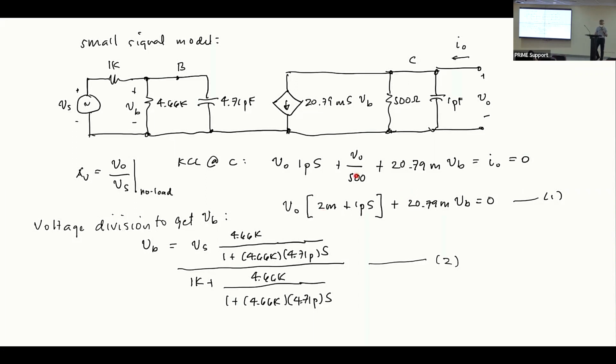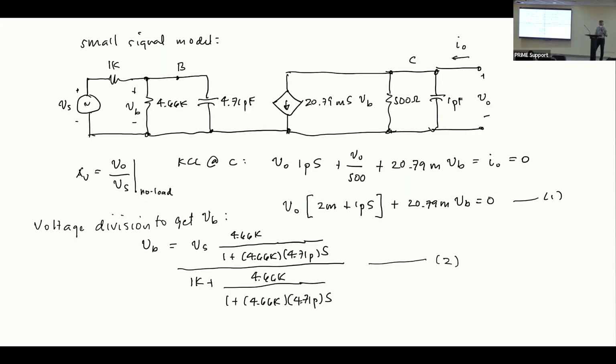Okay. Now I want an expression of V sub O over V sub S. What I have here is V sub O and V sub B. So what I need to do next is express this V sub B in terms of V sub S. And that's quite easy to do. You can just use voltage divider here. No? This is one impedance, this is another impedance. You can just use voltage divider. Of course, you could have used any other method. You could have used nodal analysis, or you could have used a KCL.